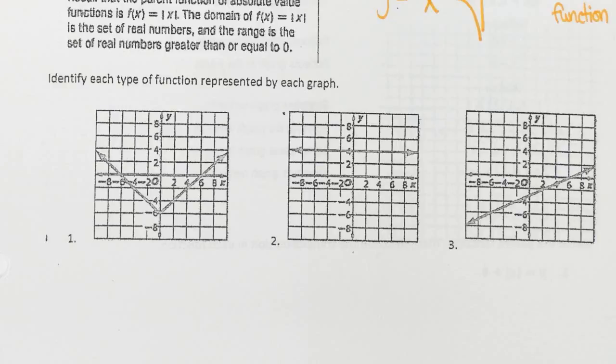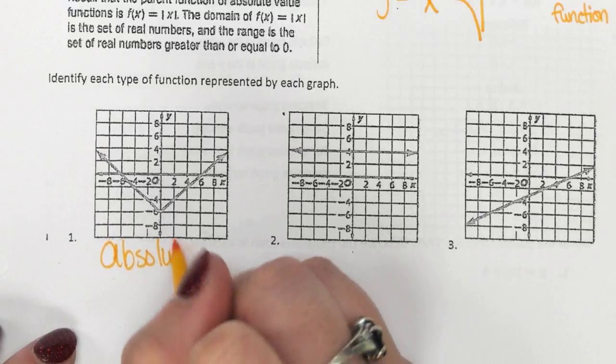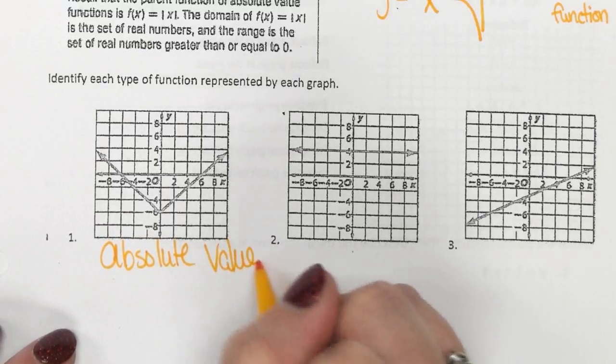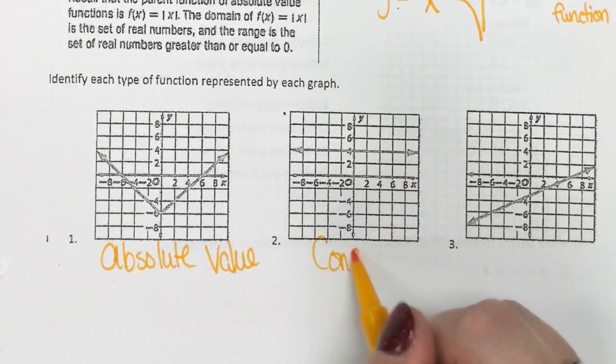Are you all okay with that so far? Alright, so first thing we're going to do is identify. Look at the very first one. It's a V-shaped graph. So, that's absolute value, and that's all you have to do. Easy enough, right? What about number 2? It's a constant because it's a horizontal line.